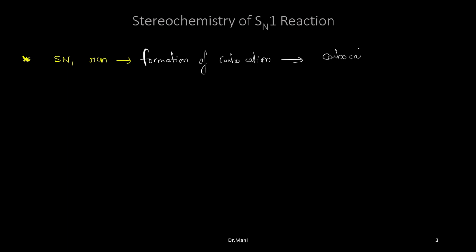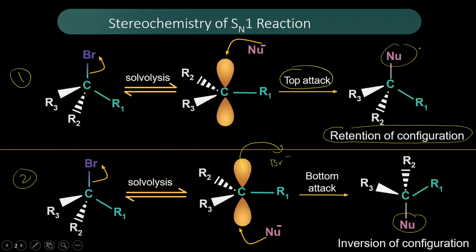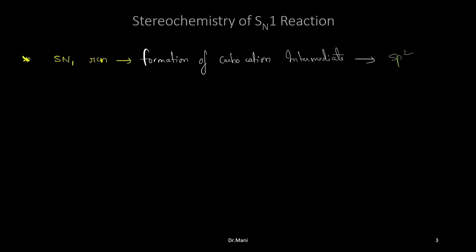There is a carbocation intermediate formed. Or you can simply write it directly as the formation of the carbocation intermediate. Okay. And remember here, which hybridization is it? It is sp2 hybridization. So whatever you are seeing here, it is sp2 hybridization. Remember this.